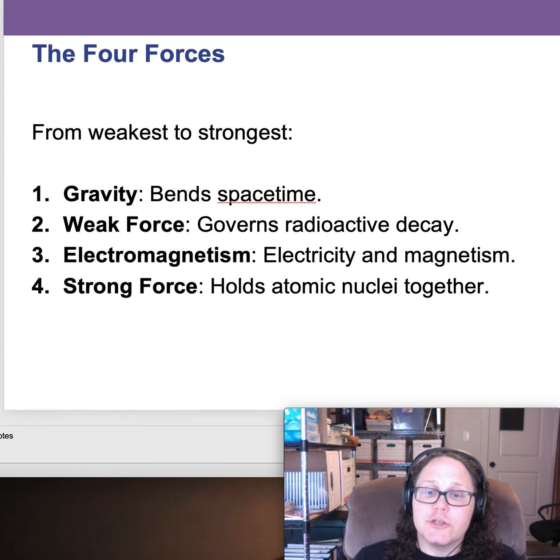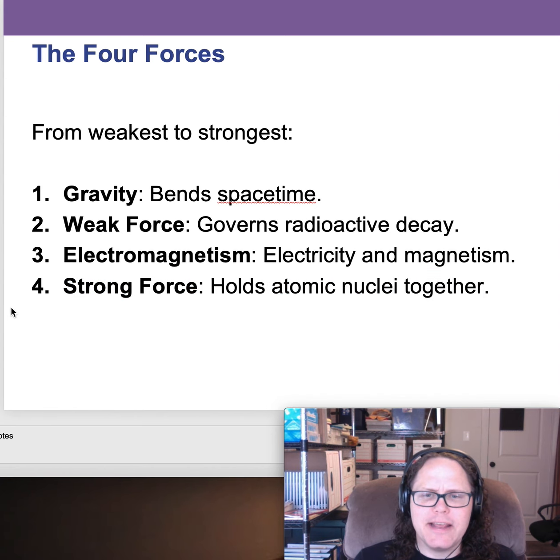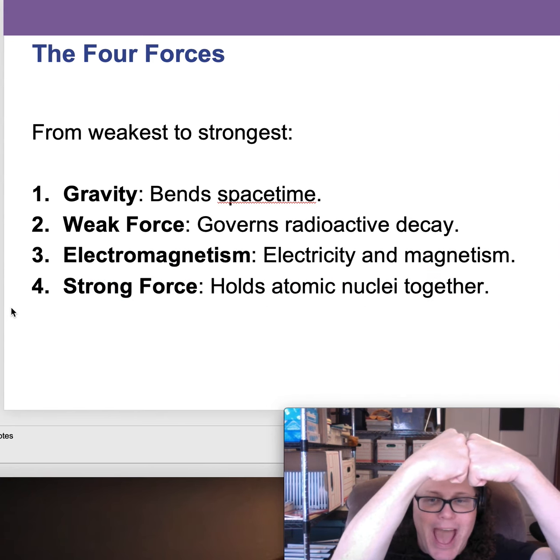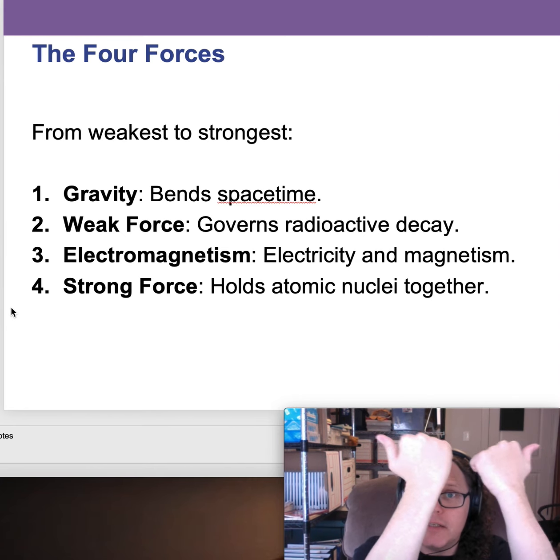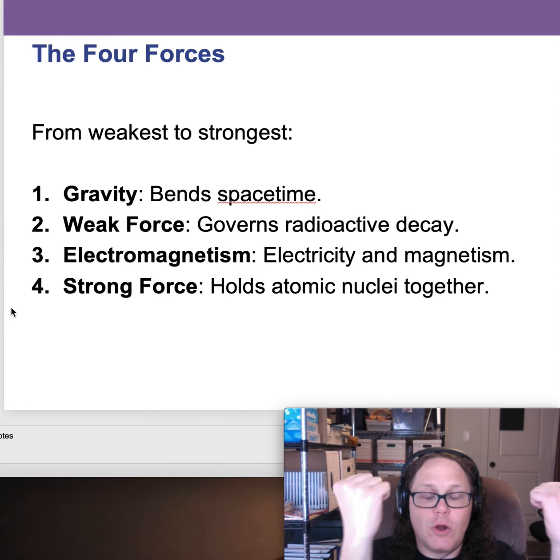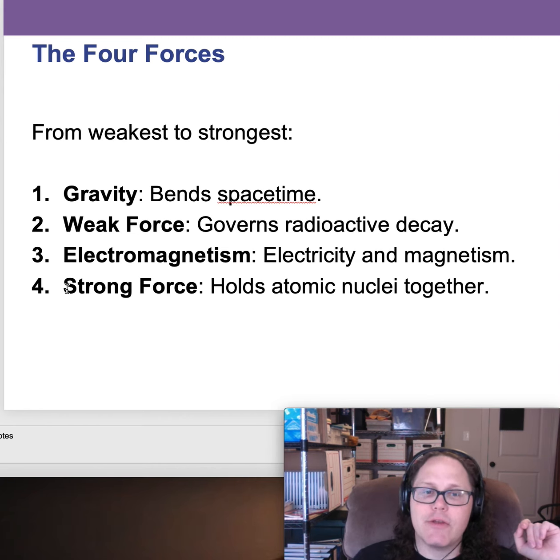It is the second strongest force known to physics. The strongest force known to physics is aptly named the strong force. That's what holds atomic nuclei together. There are 2 protons in a helium atom. Those 2 protons are repelling each other electrically because they're both positively charged. But there's another force inside the nucleus that holds them together, that overcomes electric repulsion and holds the nucleus together. That is the strong force.